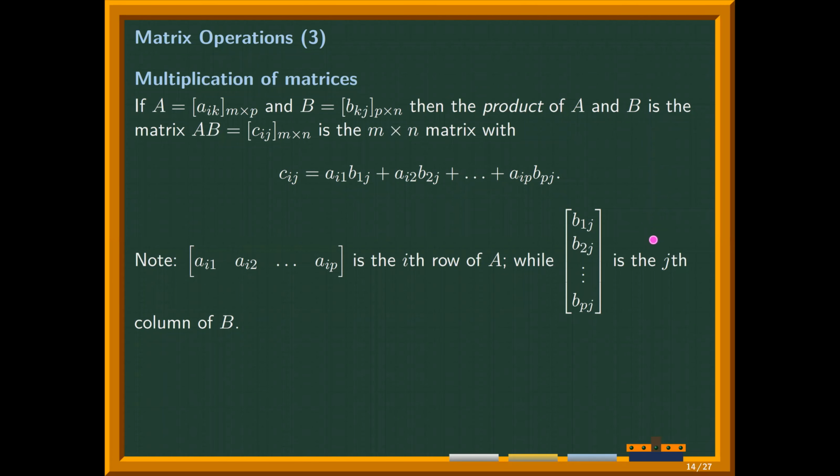One must be careful in multiplying matrices. To multiply a matrix A to a matrix B and obtain the matrix product AB, the number of columns of A must agree with the number of rows of B. So if A is m by p, then B should be p by n, and the product AB will be the m by n matrix whose entries c sub ij satisfy this rule.